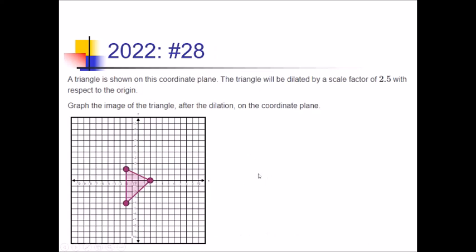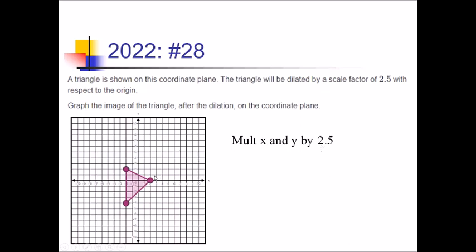On this problem, we are given this triangle, and we're told this is going to be dilated by a scale factor of 2.5 with respect to the origin. We want to graph the image after the dilation of this triangle. So basically what we're doing with this 2.5 scale factor is we're multiplying both the x and y values each by 2.5. So I think the safest way to do this problem is to actually write down the numerical points that are in this triangle, do this multiplication, and then regraph what we've got.